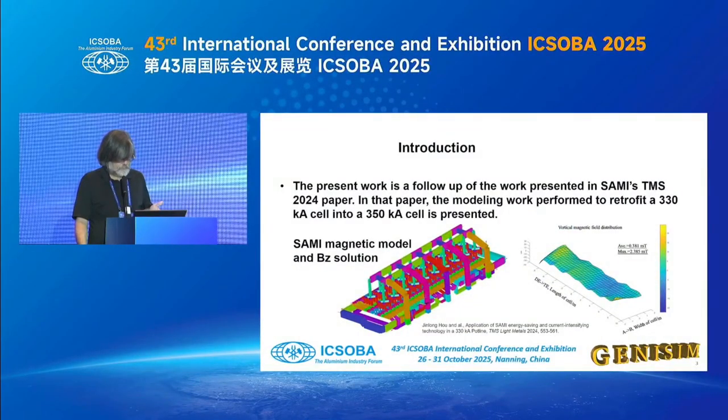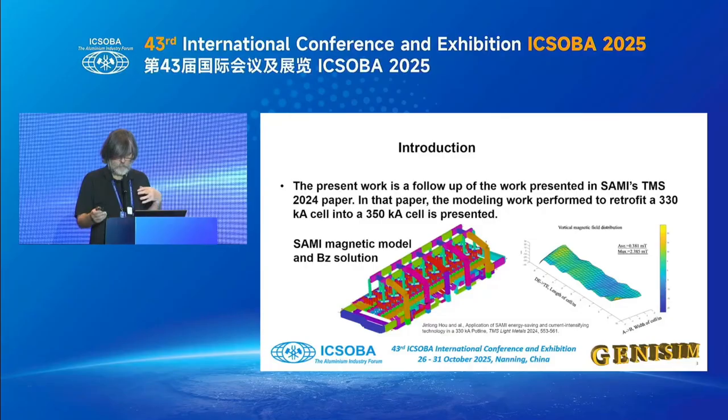So this is the modeling result, the model itself, and the model result presented by SAMI at TMS in 2024 for the retrofit study of a cell operating at 330 kiloamps, and then retrofitted to operate at 350. So they changed the bus bar, they changed the lining to be able to increase the amperage. This is the part of the ANSYS model that is the conductor. ANSYS is finite elements. I will explain on the next slide what it involves. And then this is the vertical component of the magnetic field that they have obtained. That is a very good one, of course.